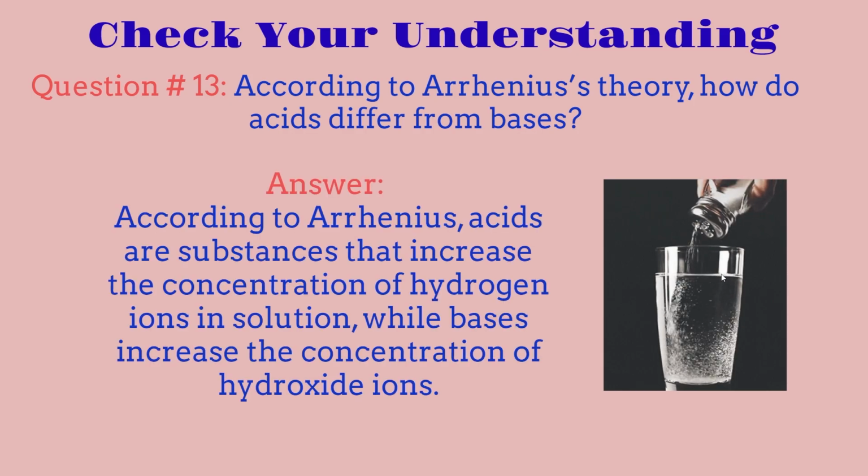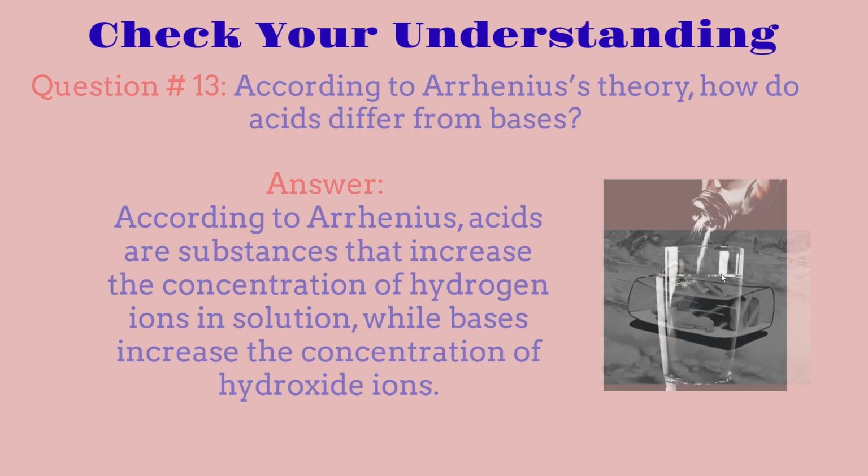And the answer, so according to Arrhenius, acids are substances that increase the concentration of hydrogen H+ ions inside of solutions, while bases increase the concentration of hydroxide OH- ions. So inside of acids, you're always going to see the hydrogen ion inside of the formula, and inside of bases, you're always going to see a hydroxide ion inside of the formula.